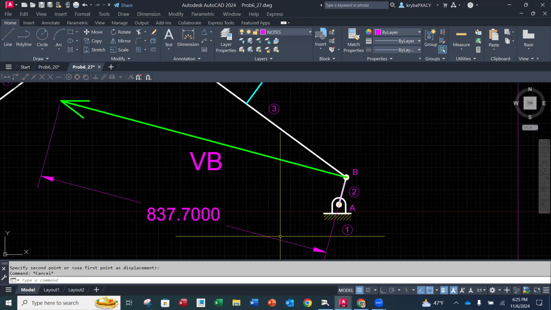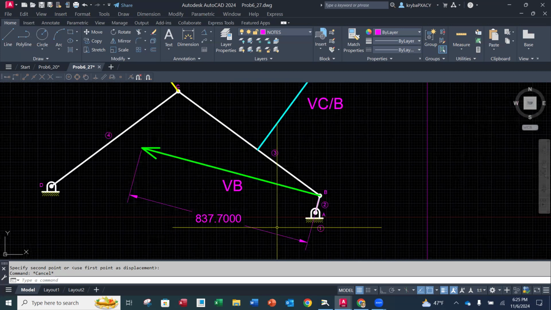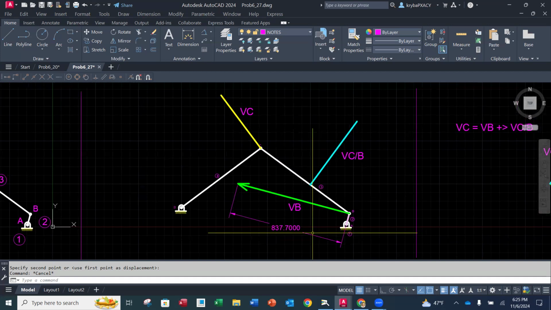837.7, I got 0.7, you guys got 0.76, so you can add that extra decimal place, okay? And it is going to be going up and to the left. So I have it labeled and I have it dimensioned.